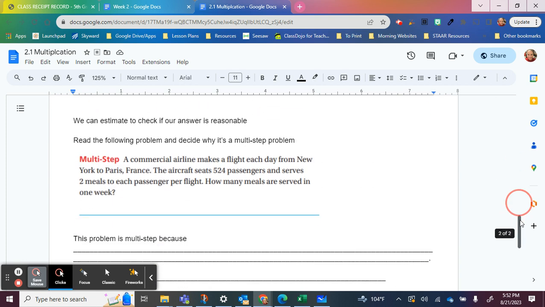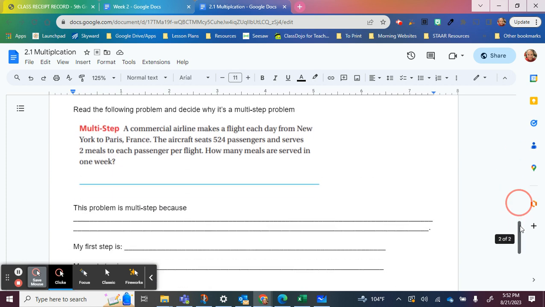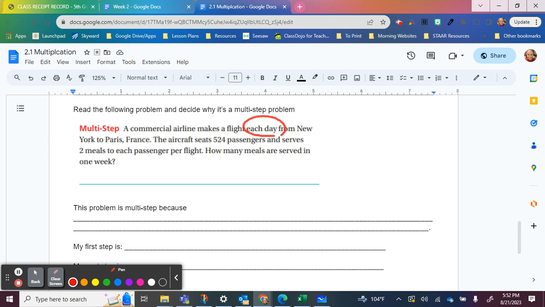All right, this one was a multi-step problem, so we broke it down and we talked about why it's a multi-step. And one of the things that we noticed when we were reading it is that it goes from each day, and then it talks about 1 week. So once we did our first step, then we had to go an additional step because they went from days to week. And so we caught that and talked about that.